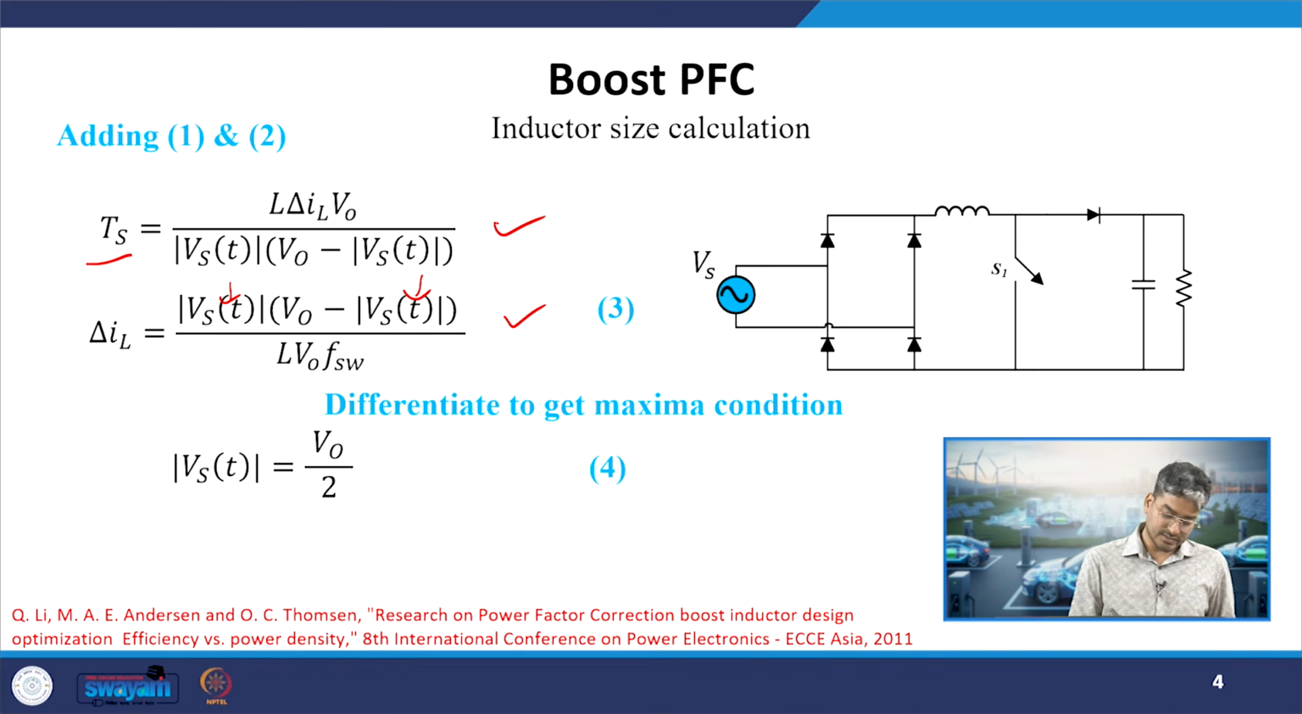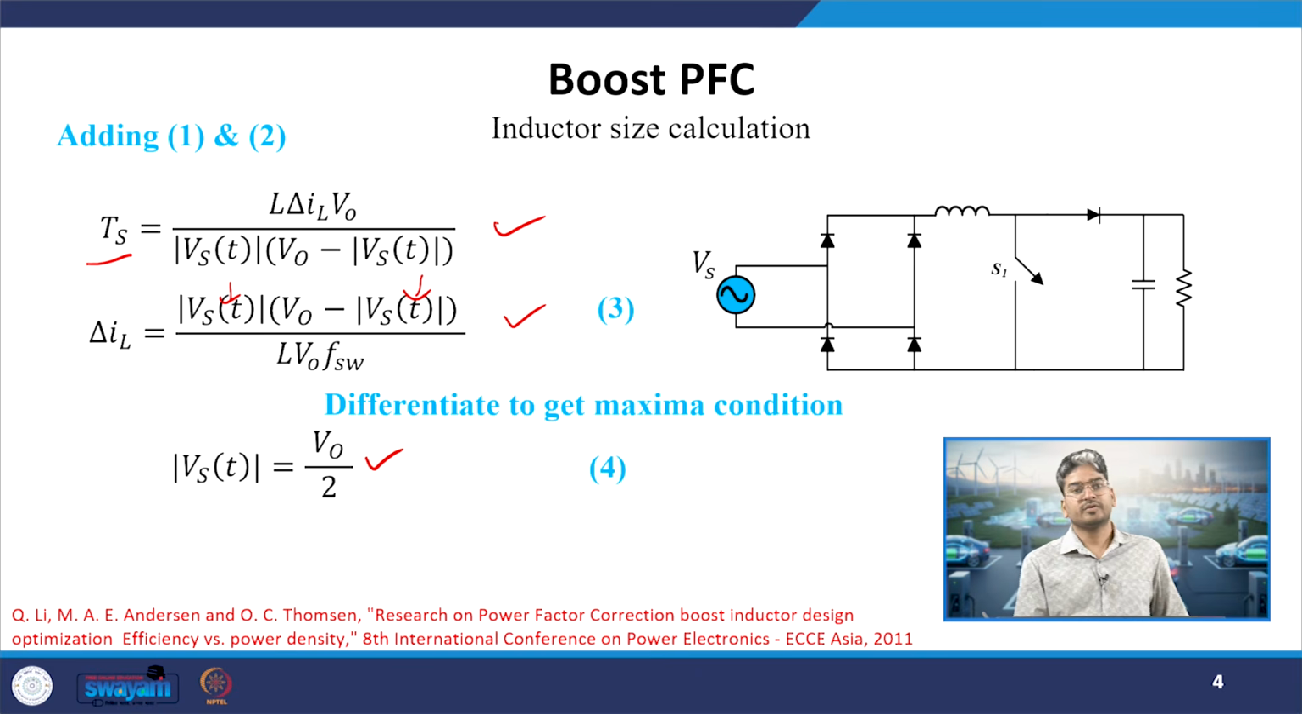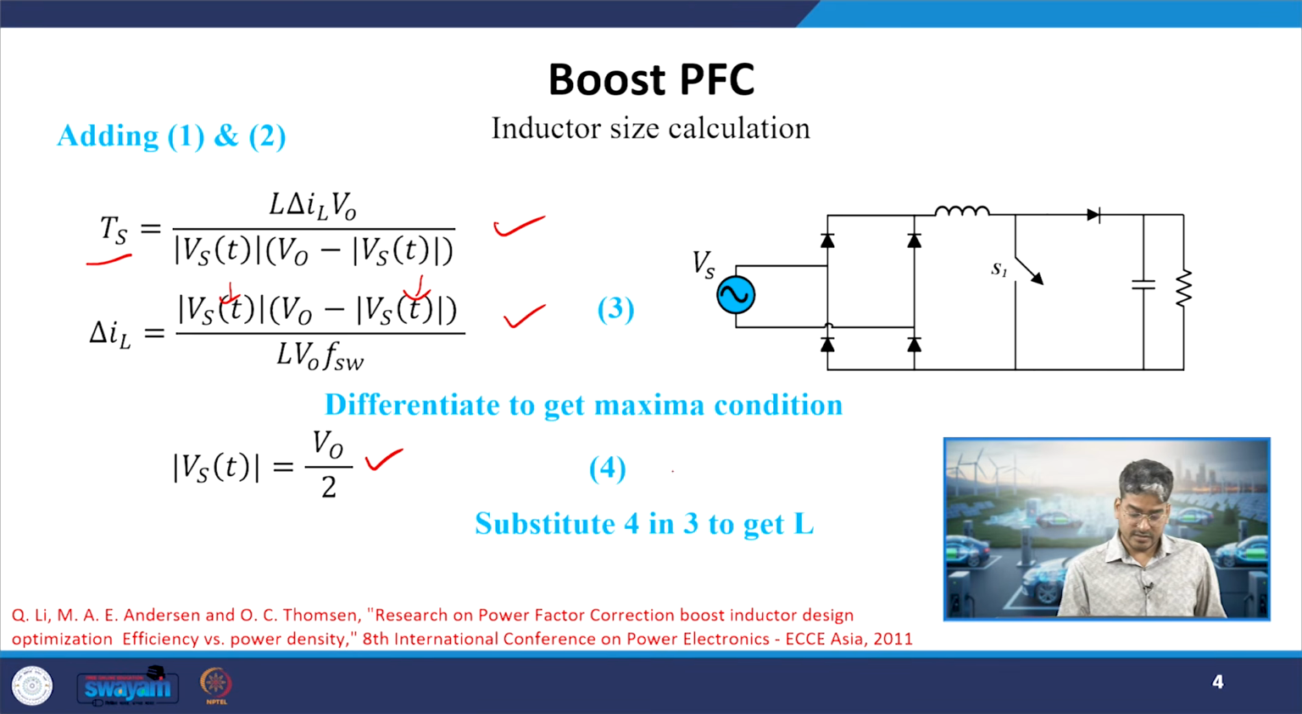After differentiating, I will see that the maximum point is located at V0 by 2, or when my input voltage is equal to 50% of the output voltage. At that point, the inductor will have a maximum variation in its current. Substituting this relation, which we have just obtained, in equation 3, we will find that my inductor size will now be given as V0 by 4 into delta IL max, that is the maximum value, into the switching frequency.